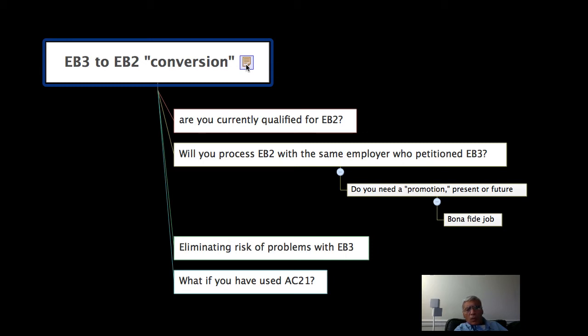Once you have 5 years of progressively responsible post-bachelor's experience, you can file your PERM. PERM takes 4 or 5 months to prepare. I would say about 4.5 years after your bachelor's, you can start your PERM preparation.